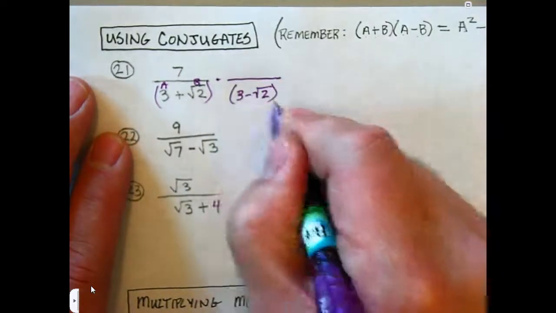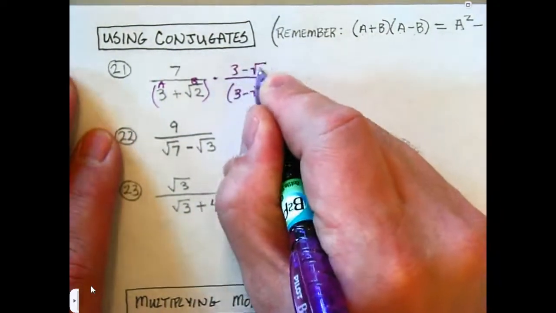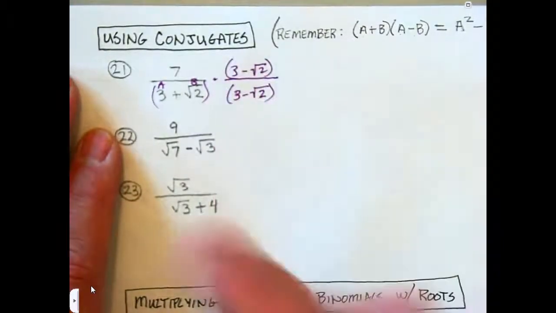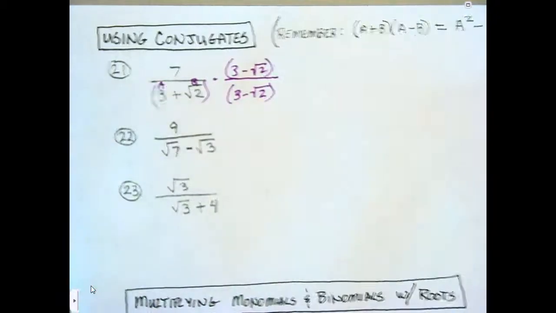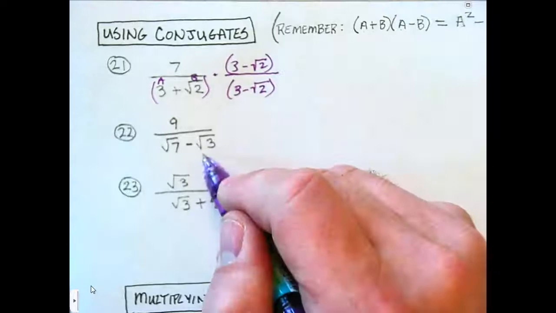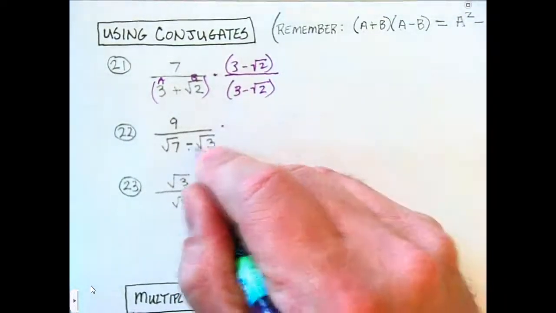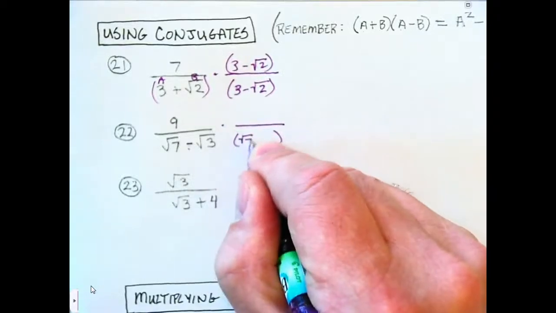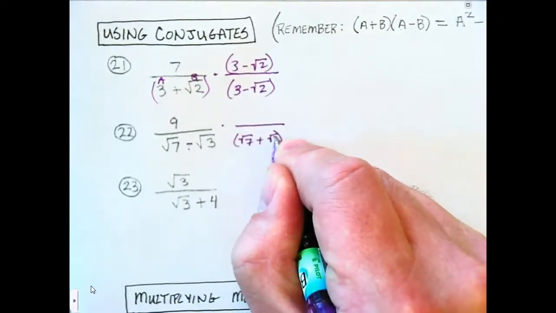And then whatever's on the bottom, we're going to also put on the top. That way we're still multiplying by 1. It's just in a different form. What if over there it's a minus? Then it would be plus. So like on number 22, since it's subtraction over here, on this side we'd have to put root 7 plus root 3. Okay.